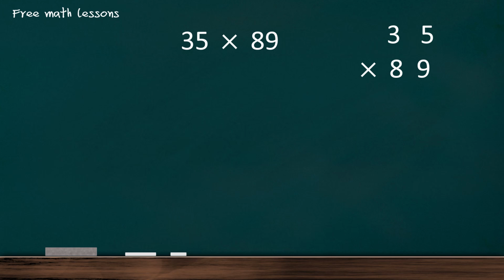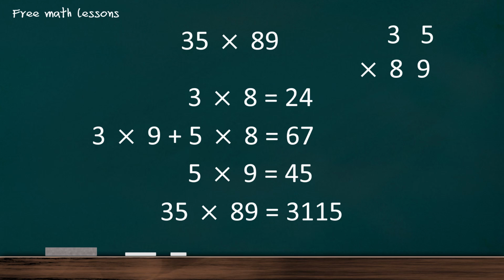Keep practicing. This time we multiply 35 by 89. At this point, we don't have to draw a line to remember the formula. From left to right, first of all, we multiply 3 times 8, and we get 24. And then we have 3 times 9 plus 5 times 8, which is 27 plus 40, which is 67. And then finally, 5 times 9, which is 45.